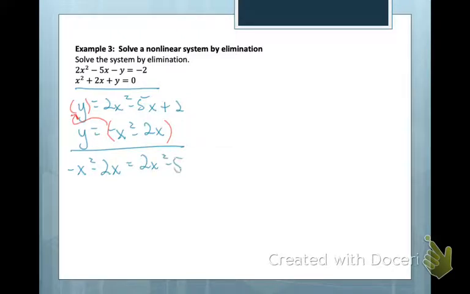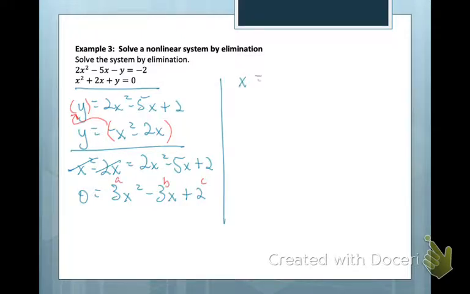So we'll get negative x squared minus 2x equals 2x squared minus 5x plus 2. I'm going to move everything over to the right side of the equation. And I have 3x squared minus 3x plus 2 to solve. Now I take a minute just to see if this will factor. So two numbers that multiply to give me 6 and combine to give me 3. And I know that's not possible. So I'm going to use the quadratic formula. You can always use that to solve a quadratic.